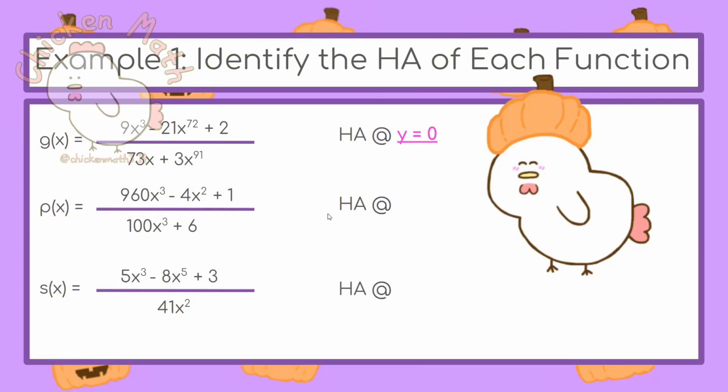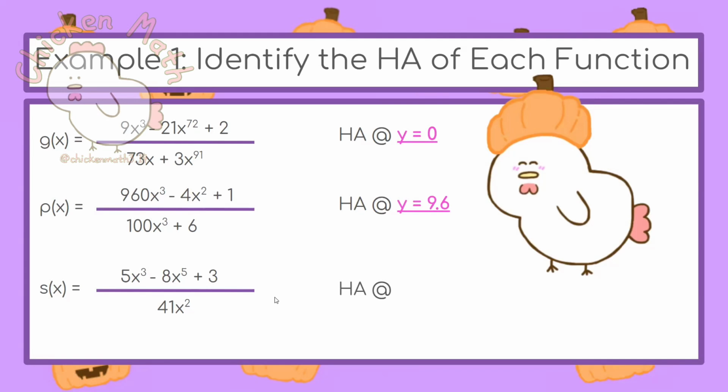Our degree in the numerator is going to be 3, and our degree in the denominator is also going to be 3. So since our degrees are equal in the numerator and the denominator, we're going to be looking at the ratio of our leading coefficients. So we have 960, and then we have 100. Those are our leading coefficients. So 960 divided by 100, you're going to get 9.6. So that tells us that our horizontal asymptote for p of x will be at y equals 9.6.